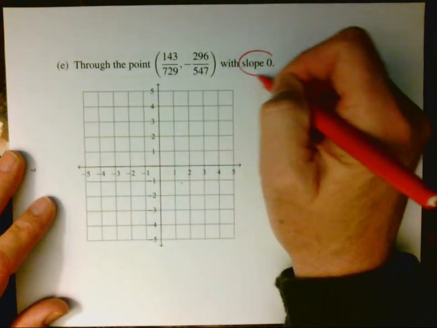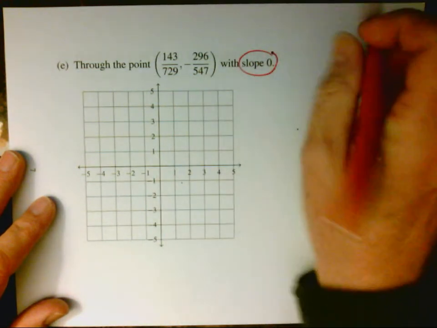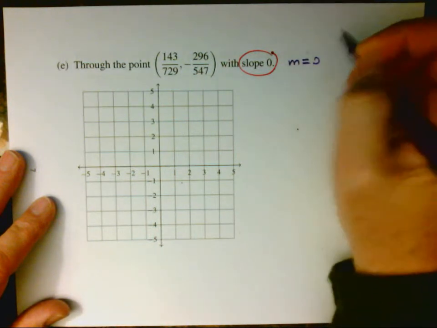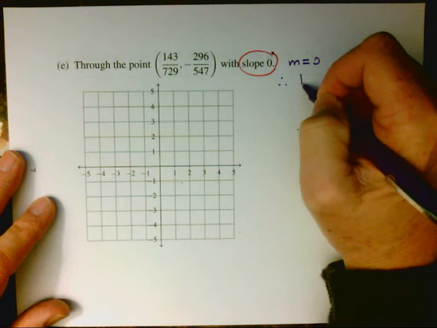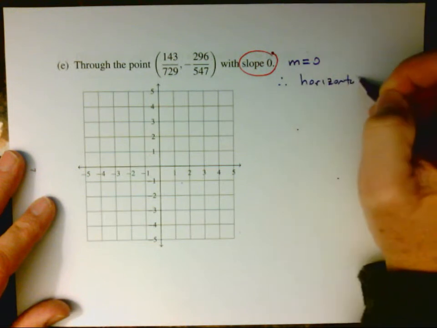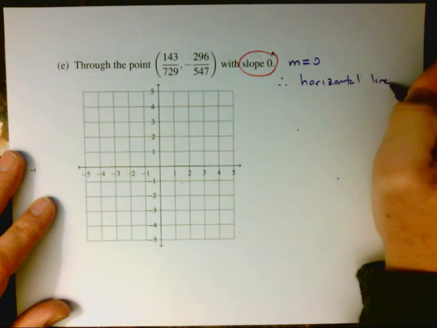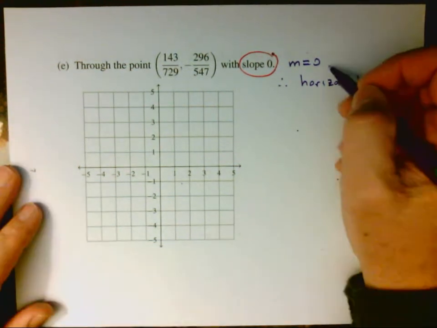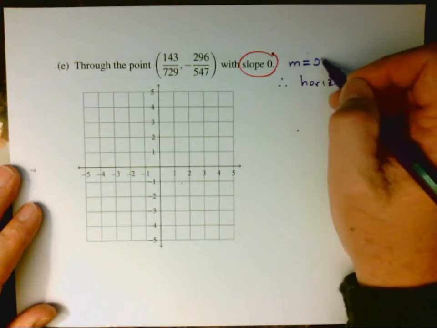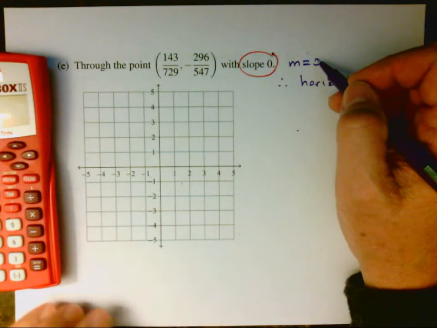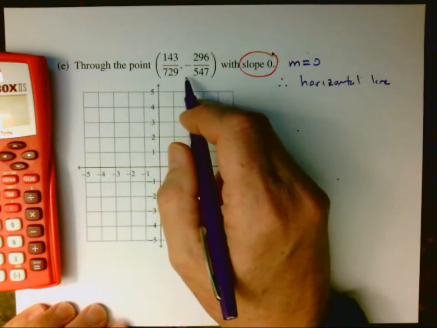But if you look closely at that, these fractions are really red herrings. The key here is we're supposed to have a slope of m equals 0. Therefore, we're dealing with a horizontal line. So we don't have to work to compute the slope. The slope was right there. So we want the equation of a horizontal line that's through that point.